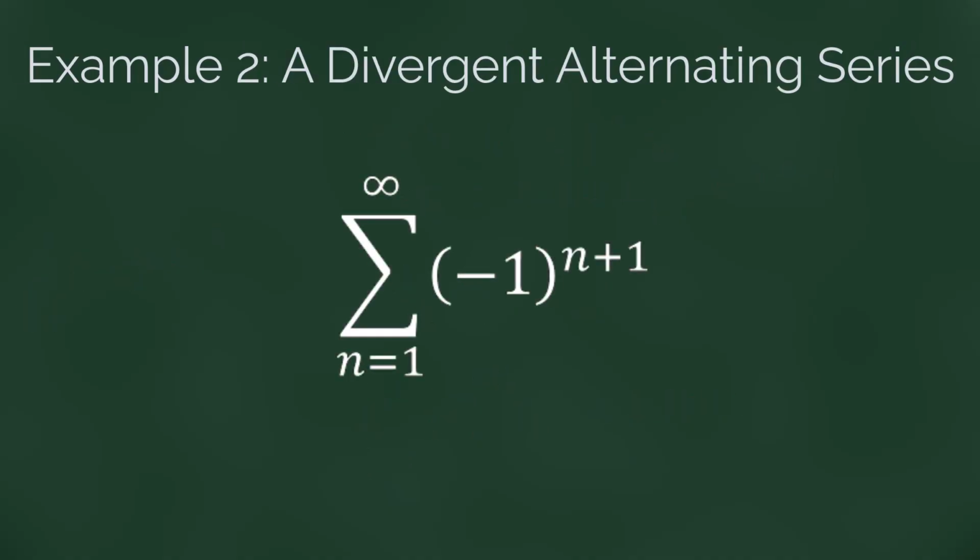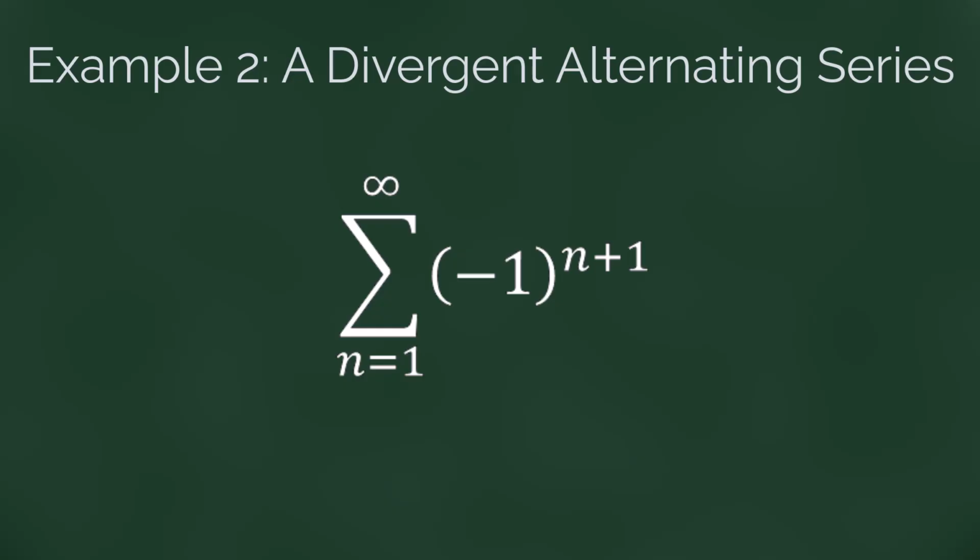For our next example, let's take a look at the sum from n equals 1 to infinity of negative 1 to the n plus 1. This is just the series 1, minus 1, plus 1, minus 1, and so on and so forth. Now you might have some feeling that because every pair of terms cancels each other out, the sum of this is going to be 0.